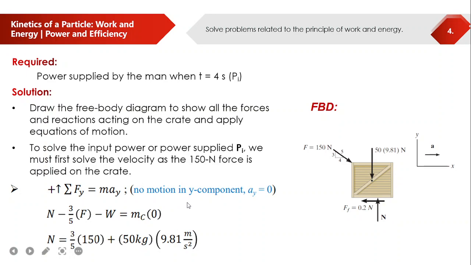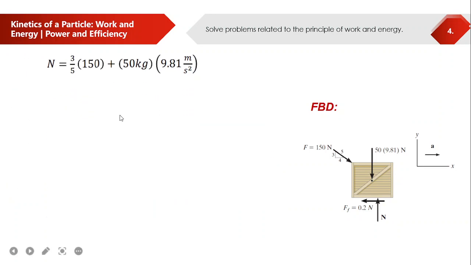Transpose lang natin itong dalawang terms sa right, so that magiging positive silang lahat, and matitira dito yung N natin. So your N now is equals to 580.5 Newton. Okay? So that's your normal.